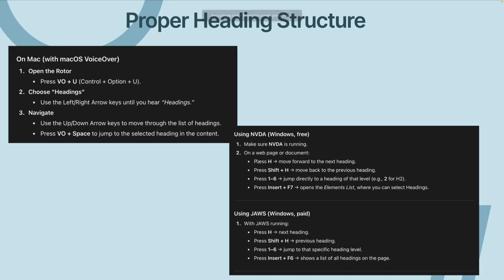And on Windows, if you're using NVDA on a web page or document, press H to move forward to the next heading. Shift plus H will move backwards. Keys 1 to 6 will jump directly to a heading of that level, which means 2 for H2, for example. Pressing Insert plus F7 opens the elements list where you can select the headings. When you're using JAWS, then again you follow these keys to navigate between headings.